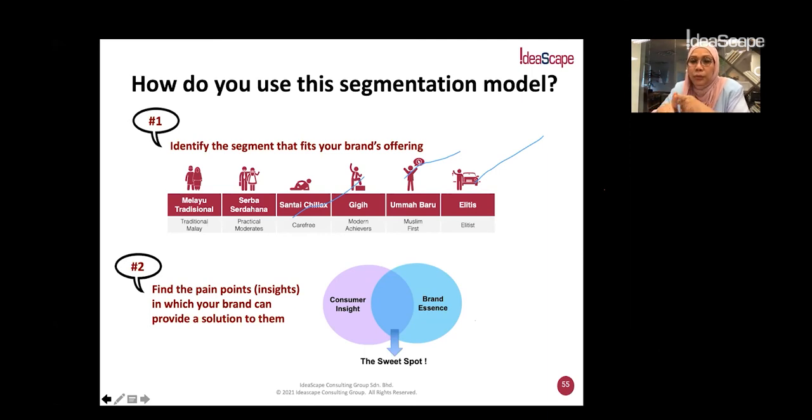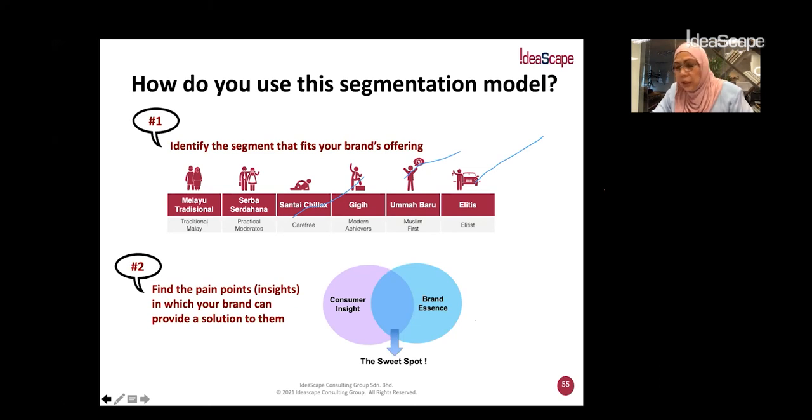The urban Umah Baru would tend to look for quality products that they are willing to pay for. So if they are already using counter brands and want to shift, they would say that they don't have a local brand they can go to that is relatable to them. Yeah, that's one opportunity. Hint.